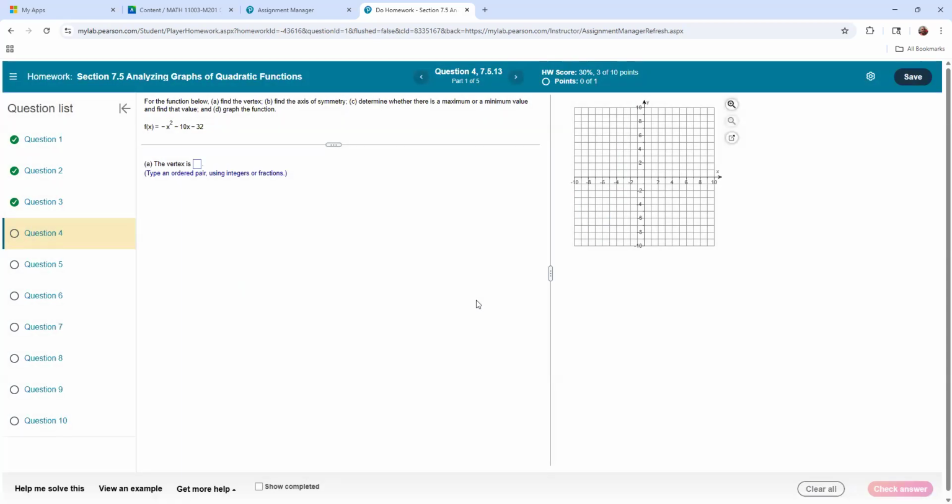They're not too bad once you get used to your formula there. All right, y'all, hear about this. f of x is negative x squared minus 10x minus 32. All right, y'all, so I got that written down.